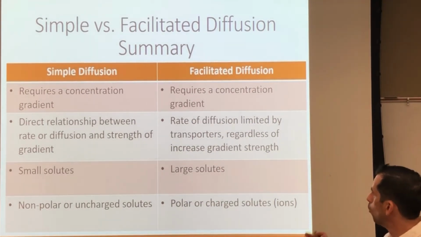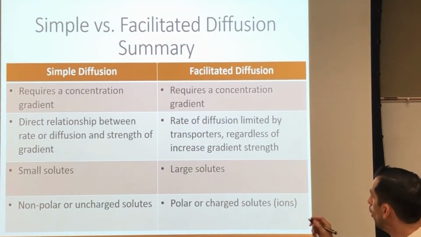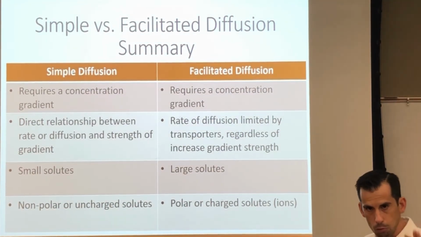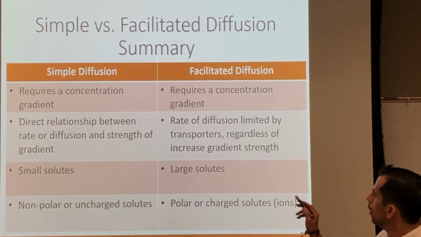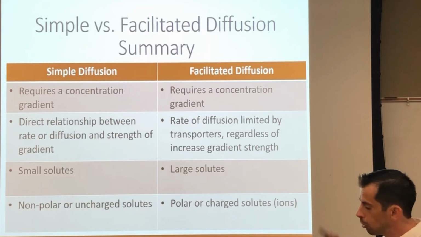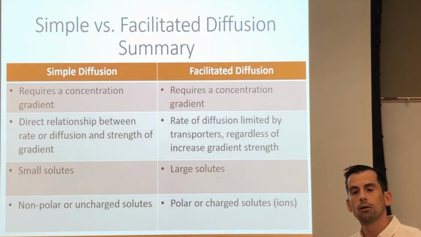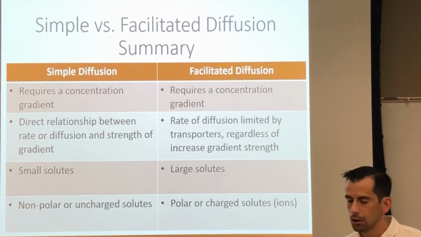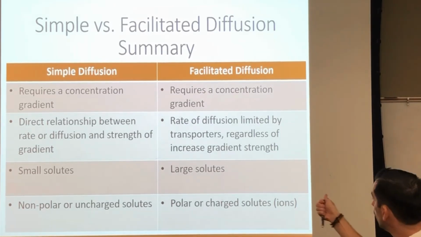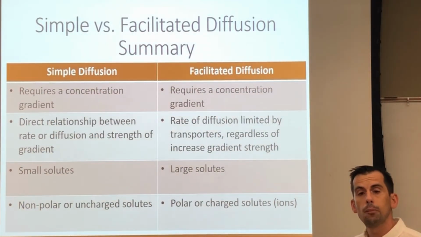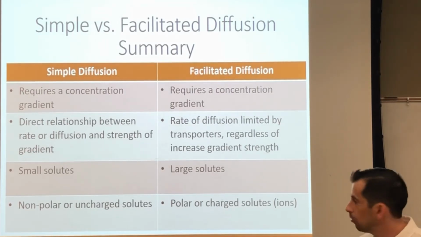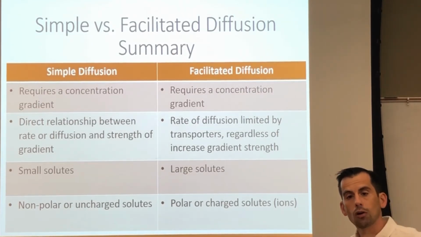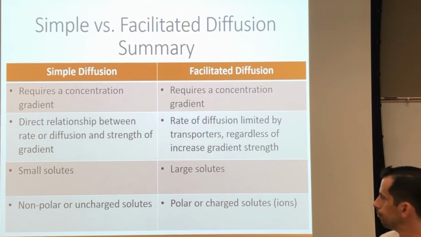So, in summary, we look at simple versus facilitated diffusion. They both require a concentration gradient. That is a principle of passive transport, period. So they're both going to follow that rule. For simple diffusion, there's always going to be a direct relationship between the strength of the concentration gradient and the rate at which those solutes are transported. Higher the concentration gradient, the higher the rate of transport. In facilitated, though, that rate is going to be limited by the protein transporters. So we see the same general trend, but only up to a point, at which point a stronger concentration gradient doesn't mean a faster rate.